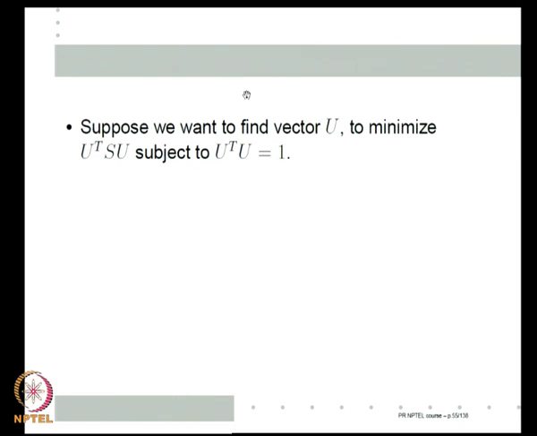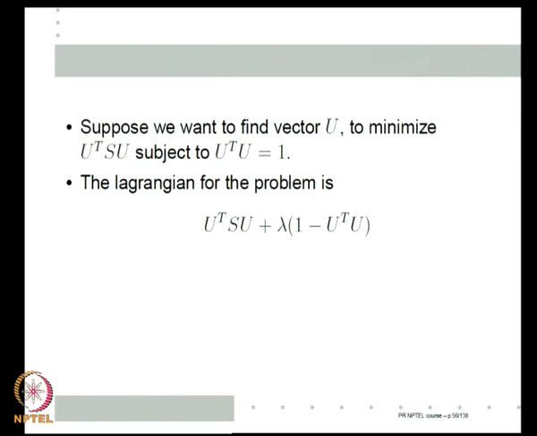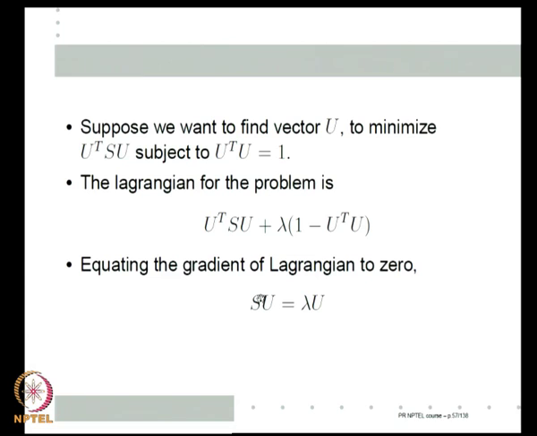Suppose I want to find a vector u to minimize u transpose S u subject to the constraint that the norm of u is equal to 1. This is a constrained optimization problem that we already saw when we started with SVM. So, you want to minimize this objective function subject to this constraint. So, we have to write a Lagrangian. The Lagrangian will be u transpose S u plus lambda times 1 minus u transpose u, right. And to find the optimum we need to equate the gradient of the Lagrangian to 0.